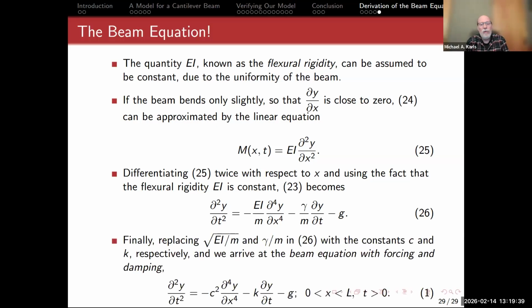And then we replace the quantities square root of E times I over m and gamma over m in 26 with constants c and k respectively. We arrive at the beam equation with forcing and damping. So that's a nice little derivation of our beam equation. And that'll be a good place to stop.